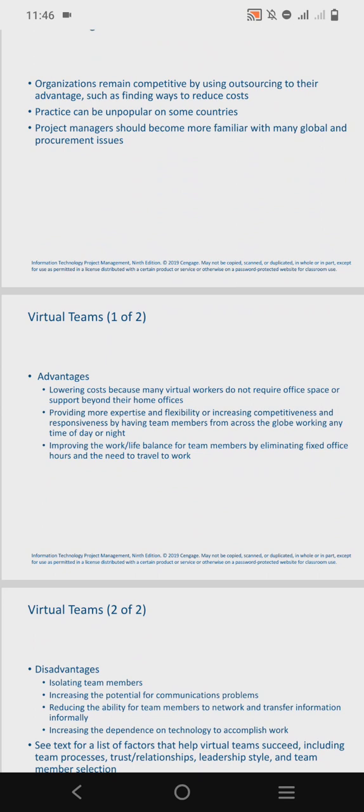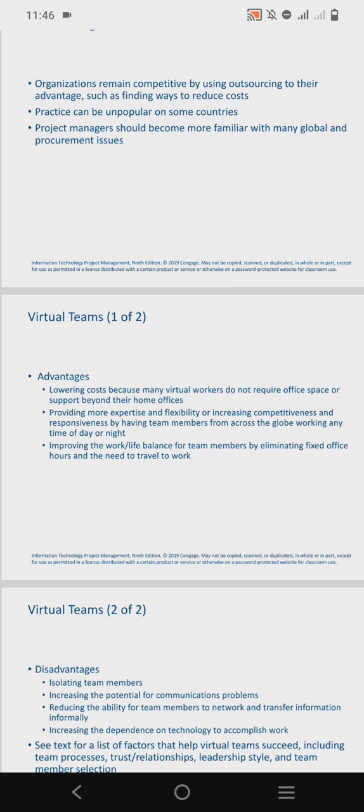And then another advantage is that work-life balance is improved for the team members because they do not have to go to the office at specific times. For example, having to work 9 to 5, and they do not need to travel often for work. So this improves the work-life balance.